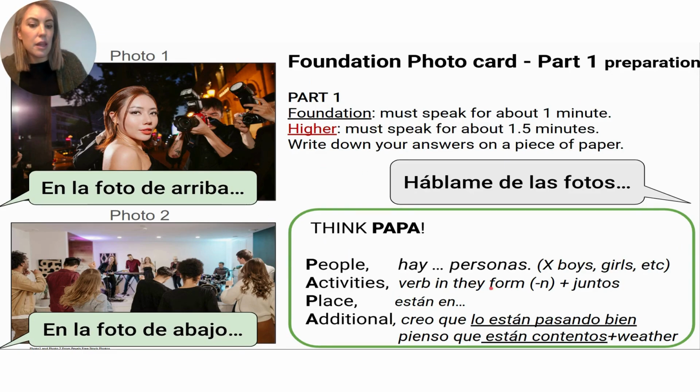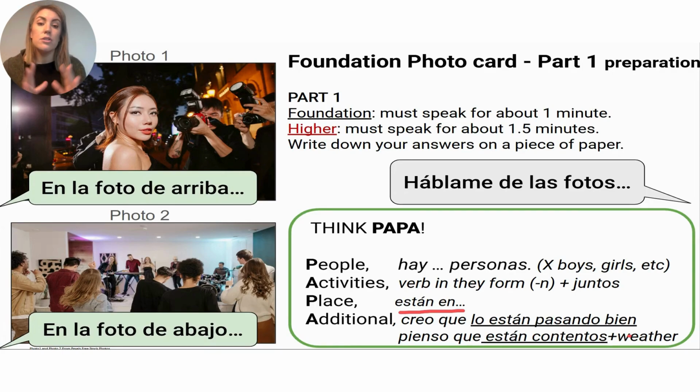Activities always in the they form, okay, because they're doing something together. Although I could say that this person is on her own, and then these people are doing something together. The place, we always say están en. Están en la calle, están en una ciudad, están en un concierto. And then in additional, I always recommend to say, creo que lo están pasando bien, because unless you see someone crying or really upset in the photos, which is rarely the case, that's what they are. So I think they're having a good time. Pienso que están contentos. I think they're happy, content, and then maybe because the weather's nice, porque hace buen tiempo, etc., etc.